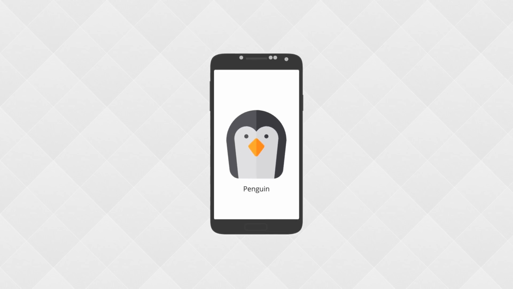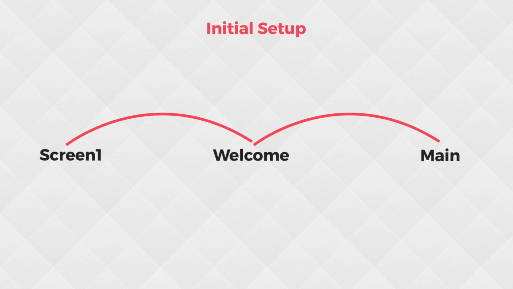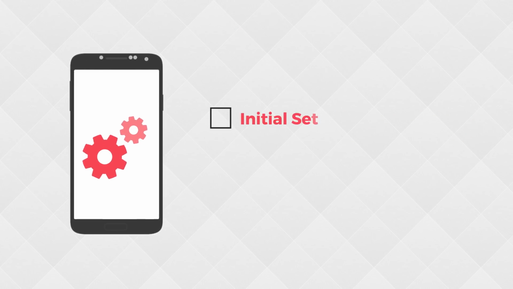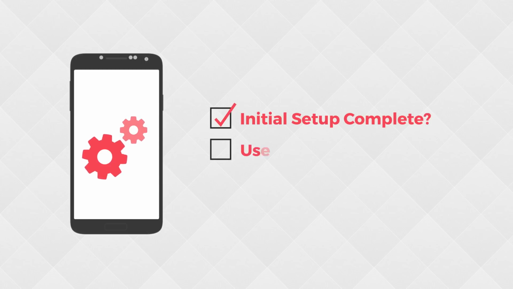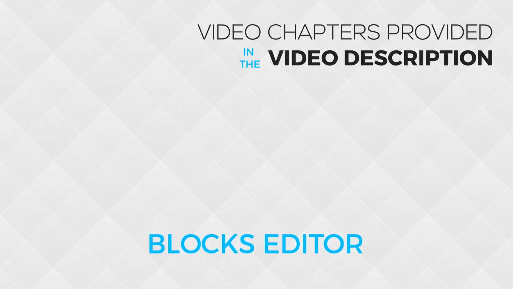Once the user makes their decision, the game actually starts, and that's when the user will go to the main screen. What about the second time the user opens the app? The user should not have to go through that initial setup again, right? Because they've already done that. So we need the app to remember that the user has already completed the initial setup, and we need the app to remember the animal that the user chose. Head over to the block section for screen one, and let's get started.